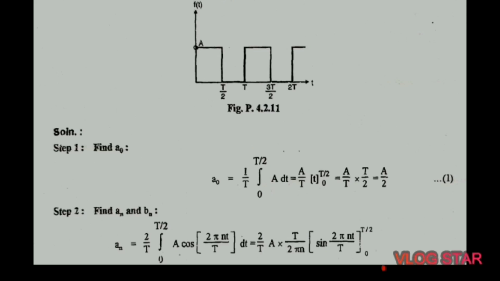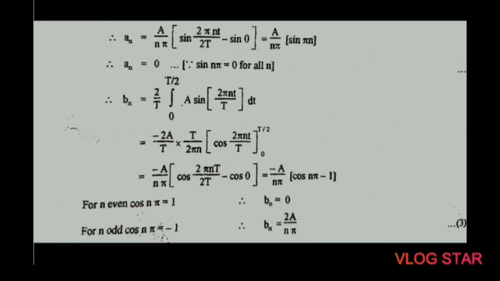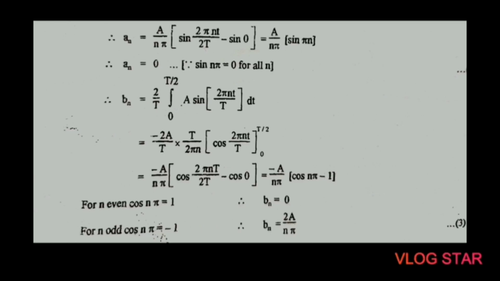And the limits are from 0 to T by 2. Then the next step is to just put in the higher limit and lower limit values. It will become an is equal to A upon n pi sine of 2 pi n t upon T minus sine of 0. So the A upon n pi, then 2 gets cancelled and the remaining term is sine of pi n. So the value of an is 0, because as we know that sine n pi is 0 for all the values of n.